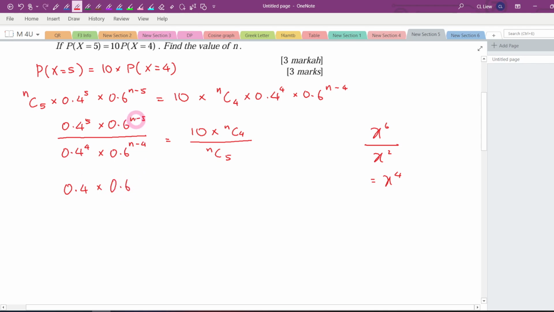Okay, but this is a little bit complicated, so I'm going to show you here. 0.6 to the power n minus 5 minus n minus 4. Okay, so it's actually equal to n minus 5 minus n plus 4. Negative becomes positive. So n minus n is equal to 0. Negative 5 plus 4 is equal to negative 1. So this becomes negative 1. 10, I just copy first. Times nC4, okay, let me show you this one.